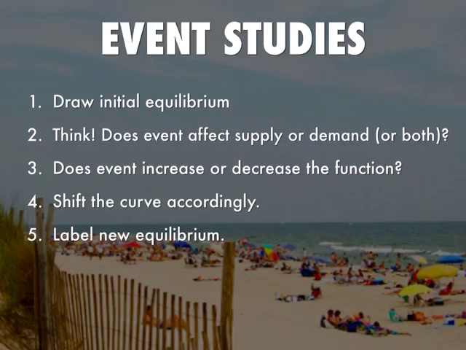All right, then think before you draw, does the event increase or decrease the function that's affected, either supply or demand? Only then draw your new curve, and then only after that draw the new equilibrium. Where's the new supply curve if it's a supply event across the old demand curve? Where does the new demand curve cross the old supply curve if it's a demand event? Shift that function, look at the new equilibrium. This is step 5. Label that new equilibrium, and done.